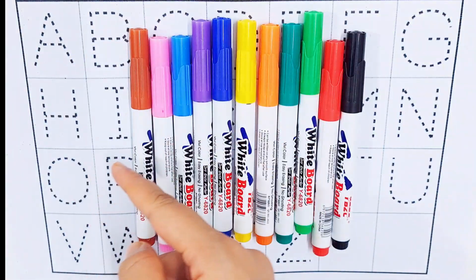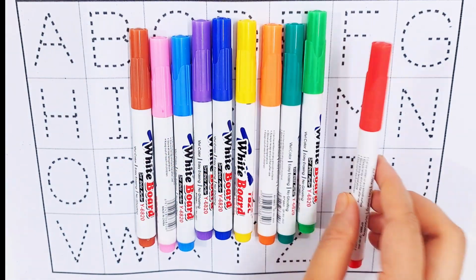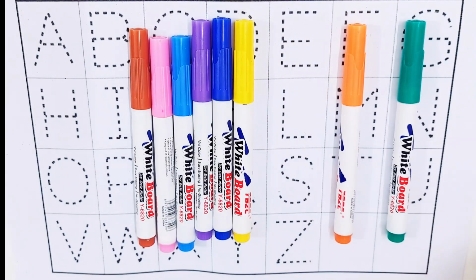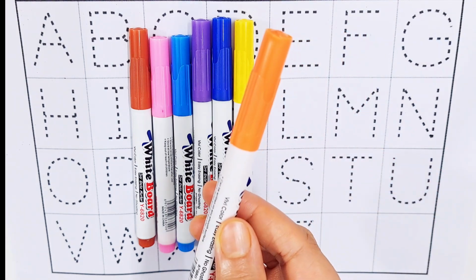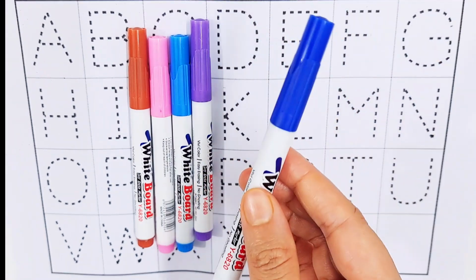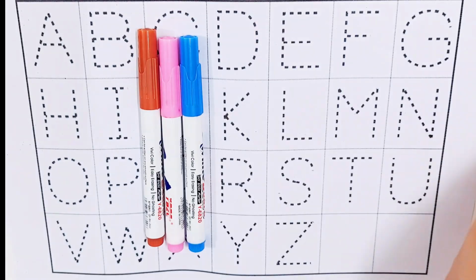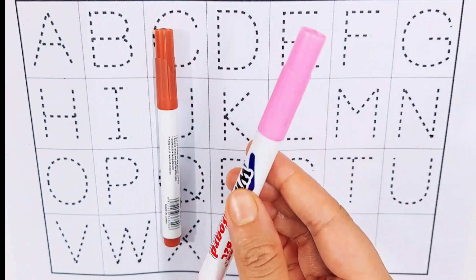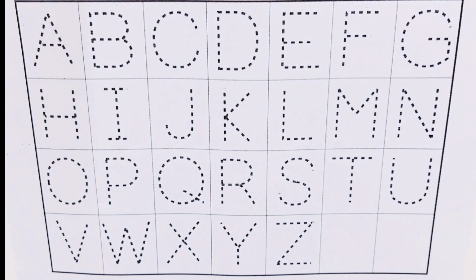Hello kids, let's learn some colors name. Black color, red color, light green color, teal color, orange color, yellow color, dark blue color, purple color, sky blue color, pink color, brown color.